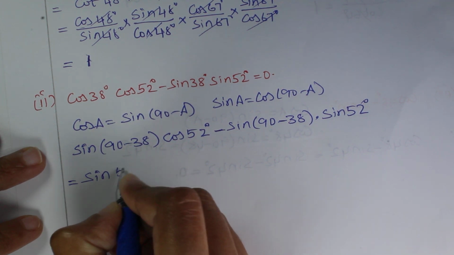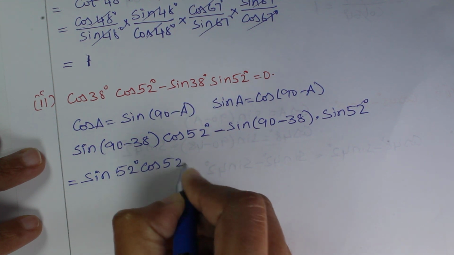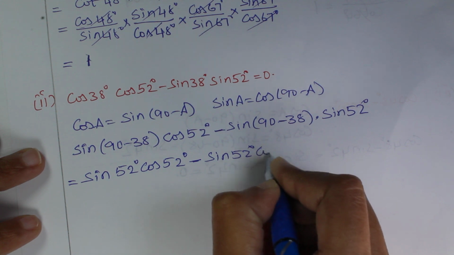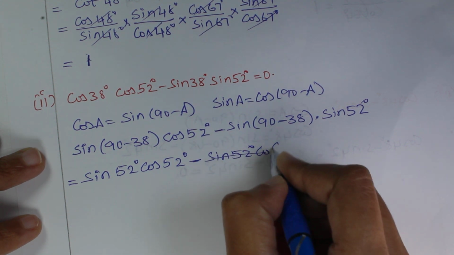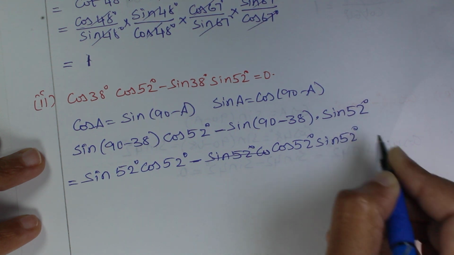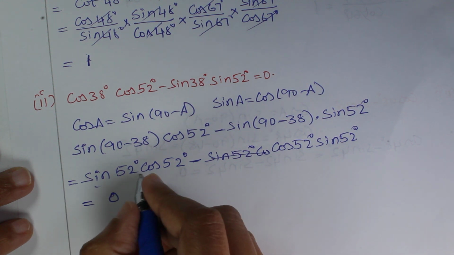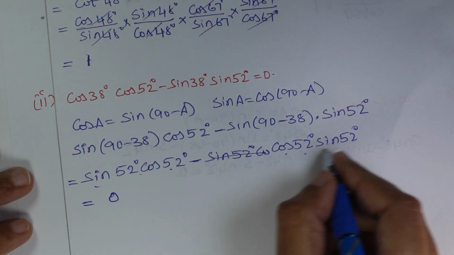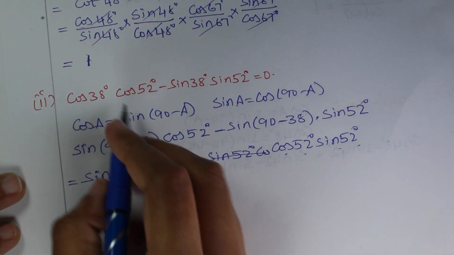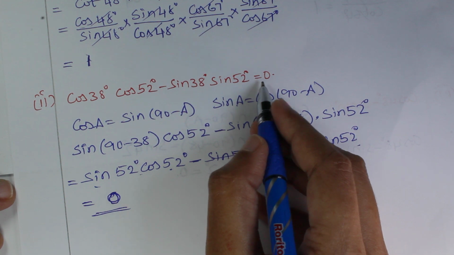Sin of 52 degrees into cos of 52 degrees minus sin of 52 degrees into cos of 52 degrees. Okay, this is equal to 0. Sin 52 cos 52 minus cos 52 sin 52, that is equal to 0. So it's proved that cos 38 degrees into cos 52 minus sin 38 degrees into sin 52 degrees is equal to 0.